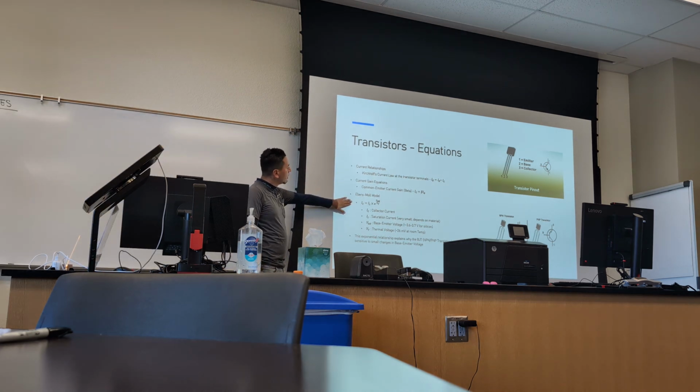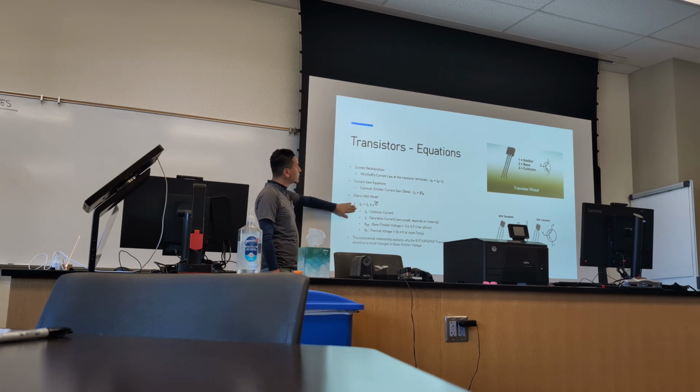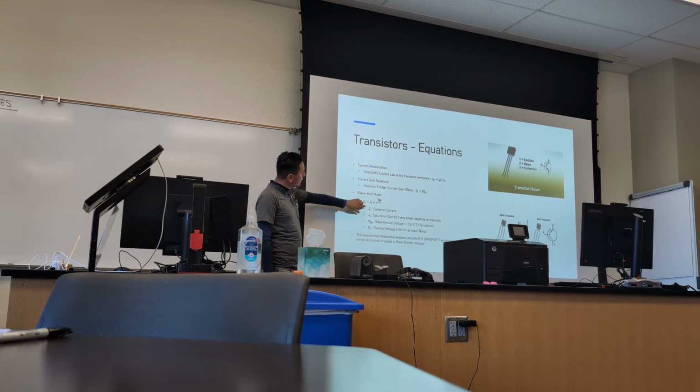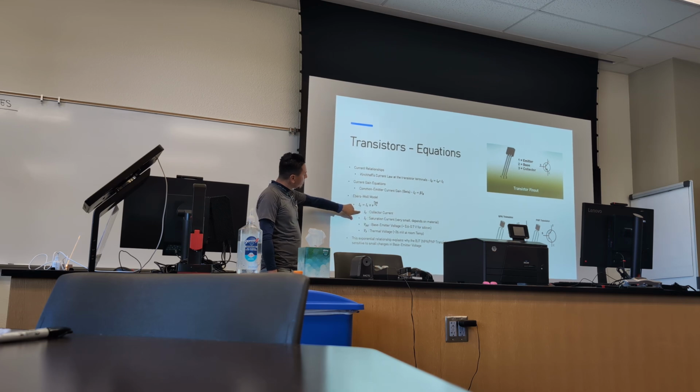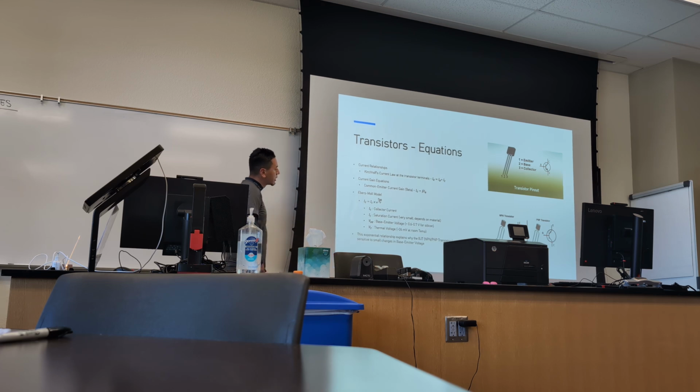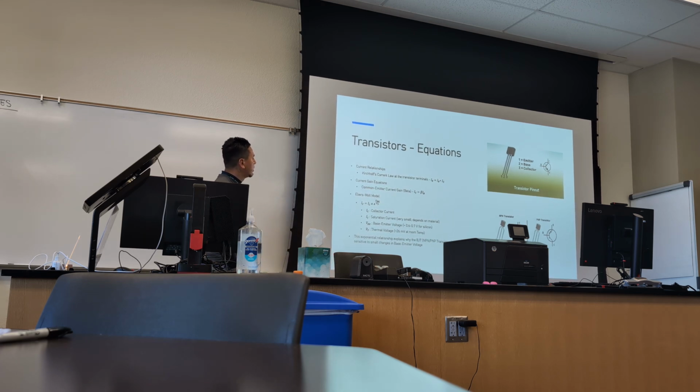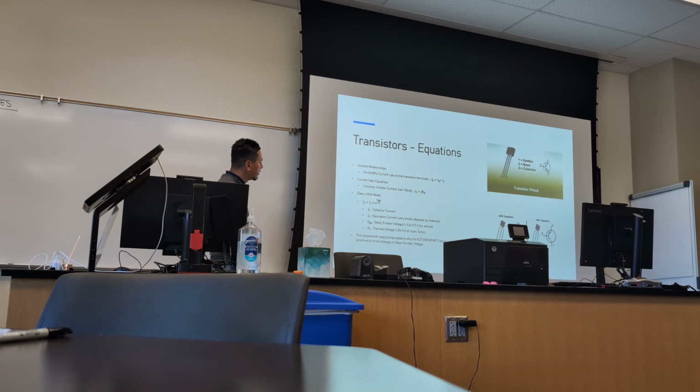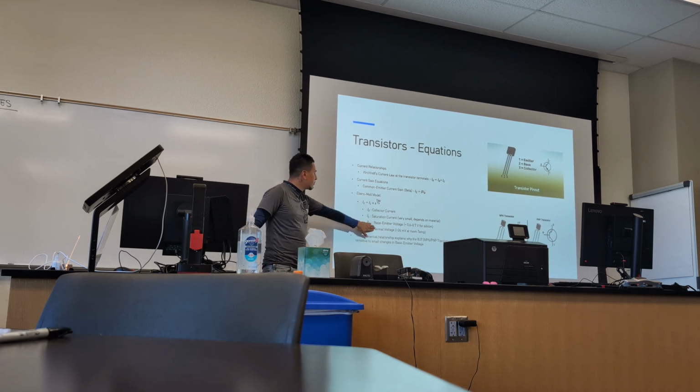The Ebers-Moll model is pretty much an equation that tells you how delicate it is to make adjustments at the base pin, and you can make an adjustment and it changes the equation exponentially. So we have the collector current equals the saturation current times an exponential function of VBE, which is the base emitter voltage, over the thermal voltage, which is just the room temp.